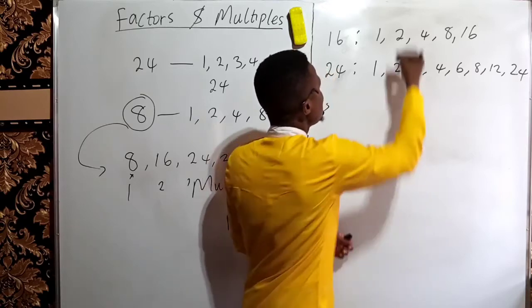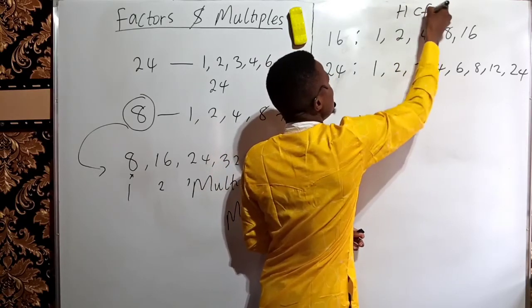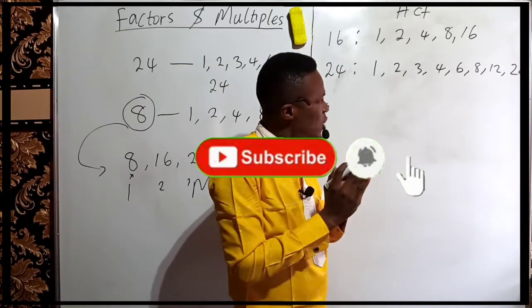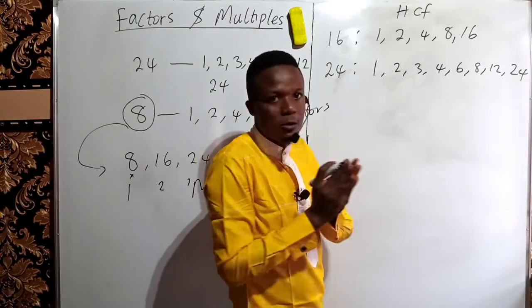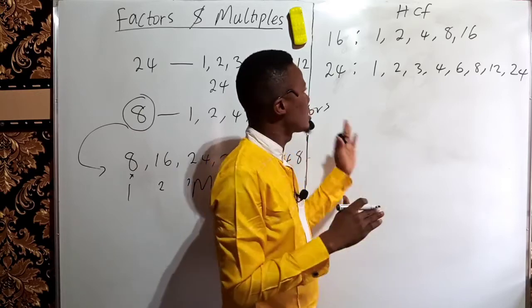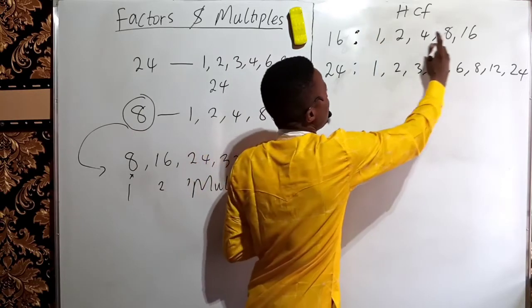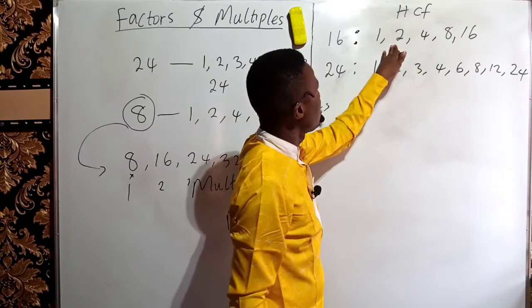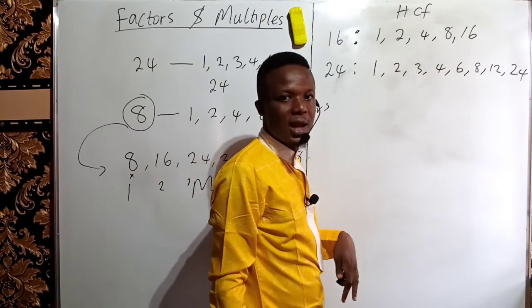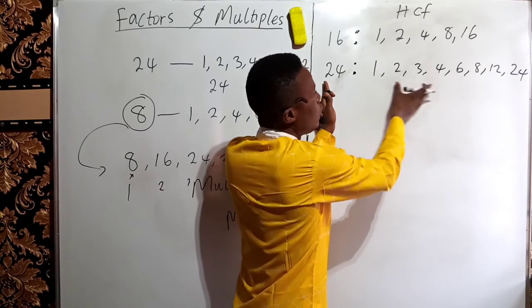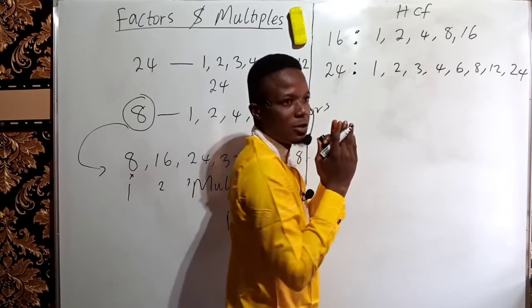There is what we call HCF. HCF is just highest common factor. So highest common factor is got from common factors, because by now you must have known the meaning of factors. Look at 16 here. I listed out the factors of 16, those numbers that can divide 16 without remainder. Here, I listed out the factors of 24, those numbers that can divide 24 without remainder.